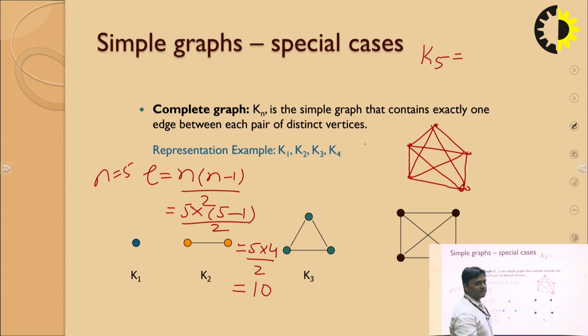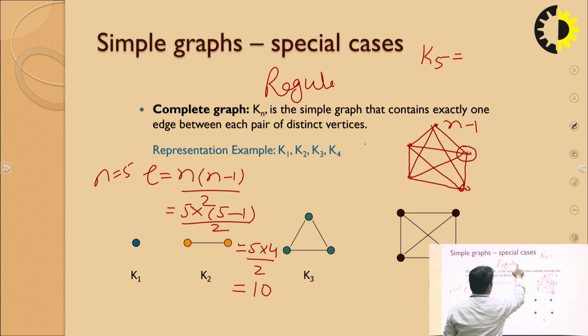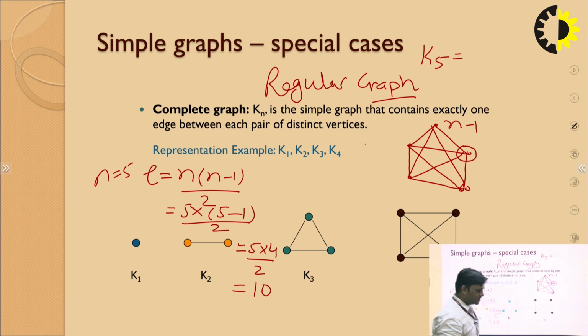Number of vertices, as we know, is 5, and degree of each vertex in complete graph is n minus 1. Degree of this vertex: 1, 2, 3 and 4 edges are incident at this vertex, then degree of this vertex is 4, this vertex is 4, this vertex is 4, and K5 has degree 4. And another important point here is a complete graph is also known as regular graph. Definition of regular graph: if there is a graph in which all the vertices have equal degree, then the graph is known as regular graph.